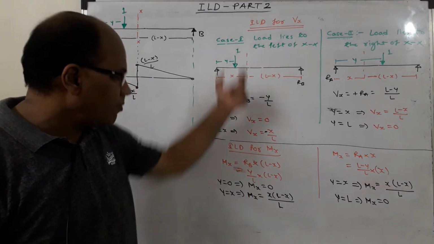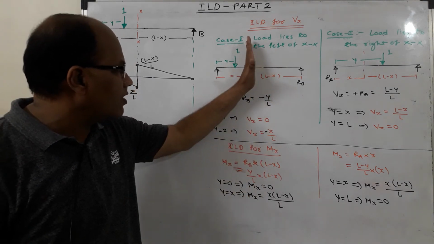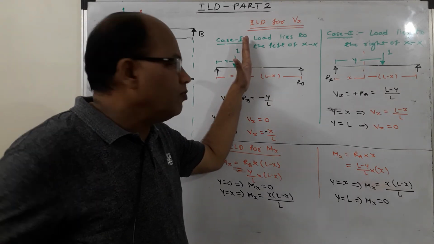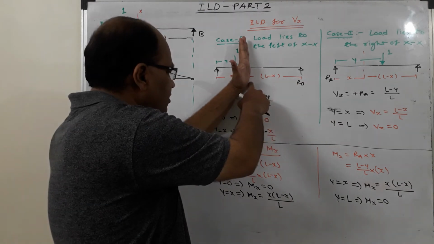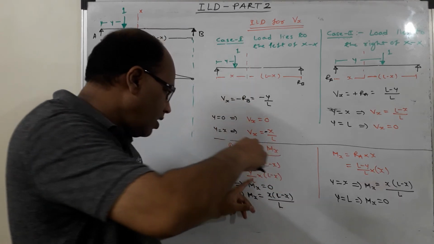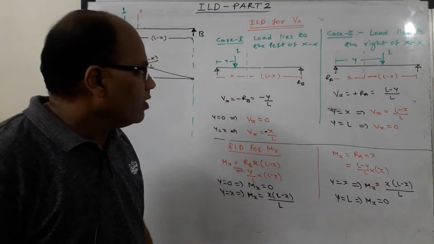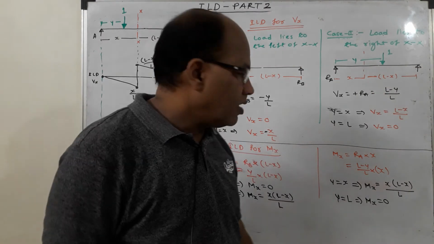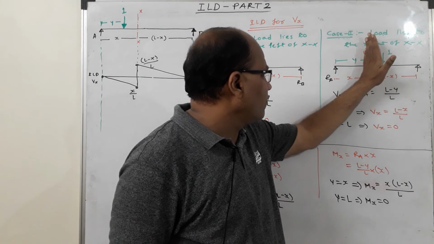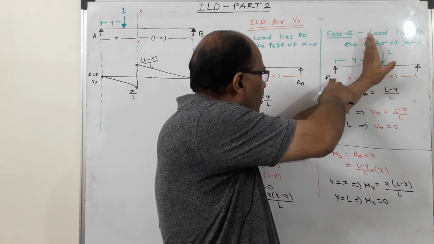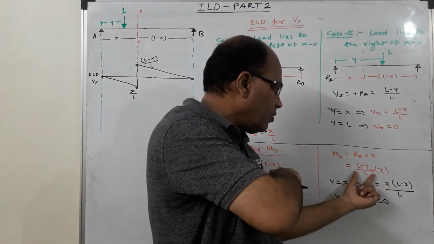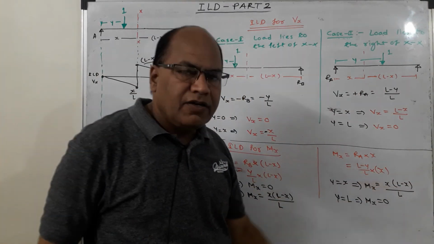So when the load is to the left of section xx, I will be getting the moment at xx from the right part, and the moment will be Rb into that distance. Rb is y upon L, the distance is L minus x, so it will be y upon L into L minus x. Now when the load moves to the right part, I will be getting the value of moment from the left part, so it will be Ra into x. The value of Ra will be L minus y upon L. So this is the value of bending moment.